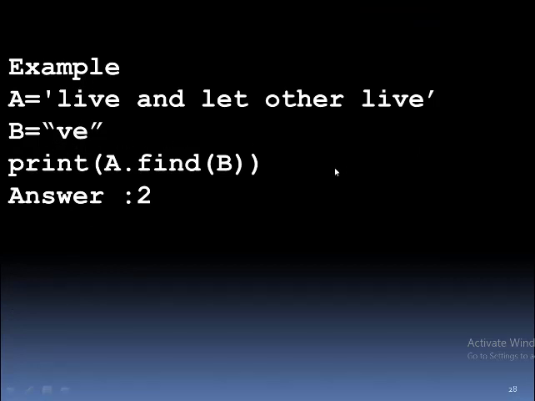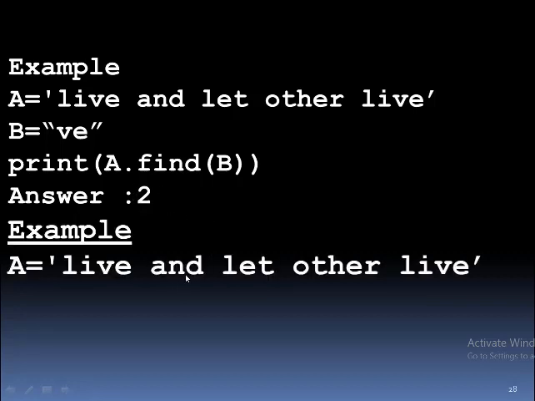For example, if string A is "live and let other live" and B is "ve", and you have written A.find(B), it will search this substring B in A. Whatever you write within the parentheses is searched in the string that you write before the dot. B is "ve". Counting 0, 1, 2, "ve" is found at index 2, that is the lowest index. So it will return 2.